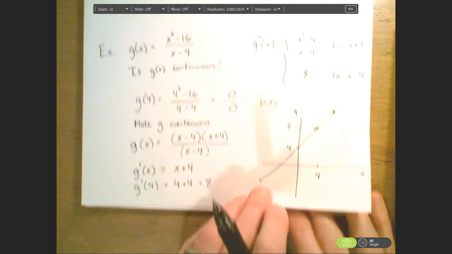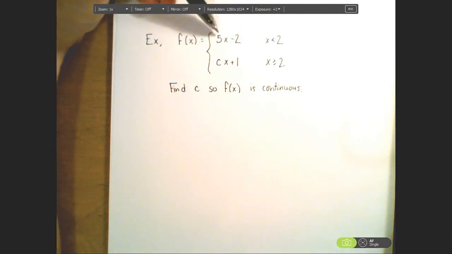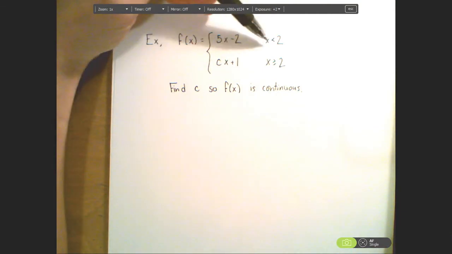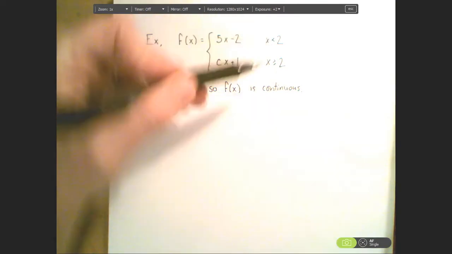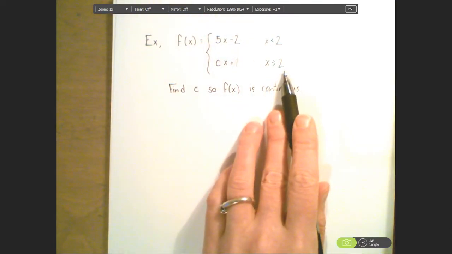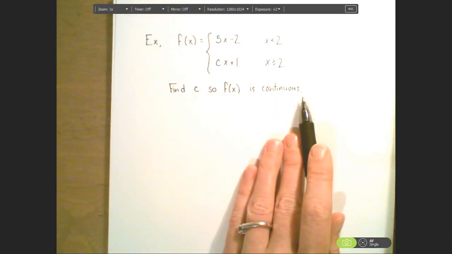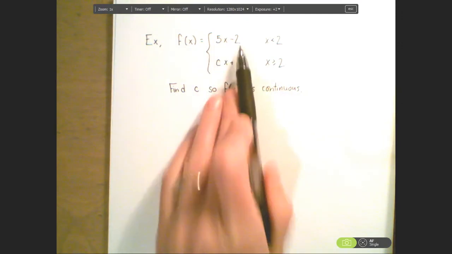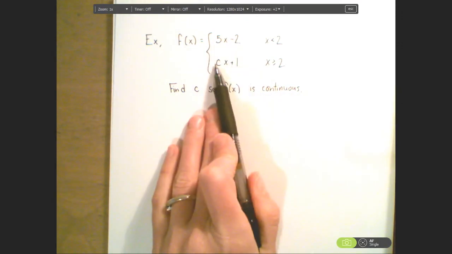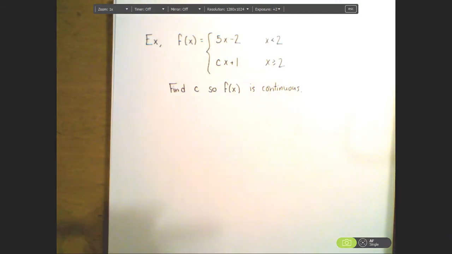My final example, I'm going to look at another piecewise function, f of x is equal to 5x minus 2 for x values less than 2, and cx plus 1 for x values greater than or equal to 2. And we need to find c so that my function f of x is continuous. I could start by trying to graph this. I know what this line looks like, but I don't know what this line looks like because the c value is going to affect the slope of the second piece of this piecewise function.